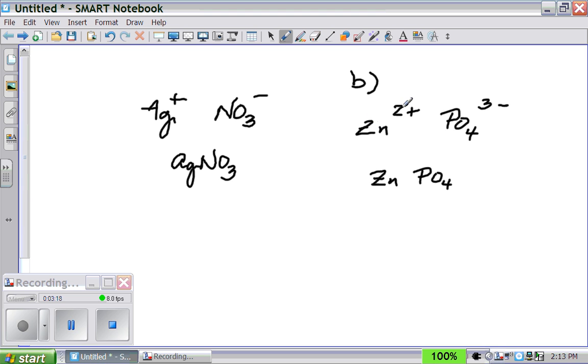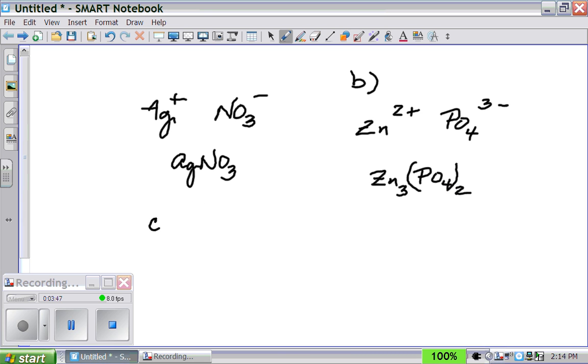So what do we need to multiply this by in order to get that? We know we have to multiply by a 3. 3 times 2 is +6. And phosphate, we'll need to multiply by a 2, which will give us a -6. So when we have to put a subscript outside a polyatomic ion, we have to make sure that we put the parentheses, and then we put our subscript out there, and now we have zinc phosphate.